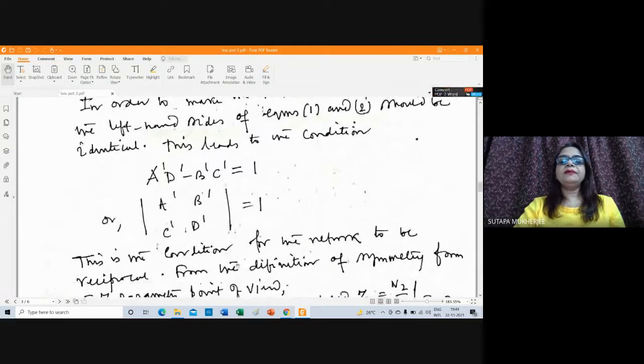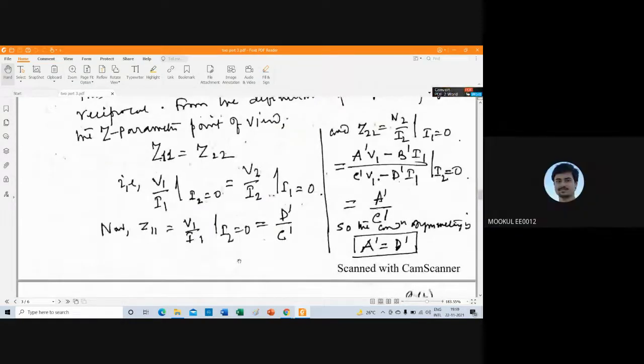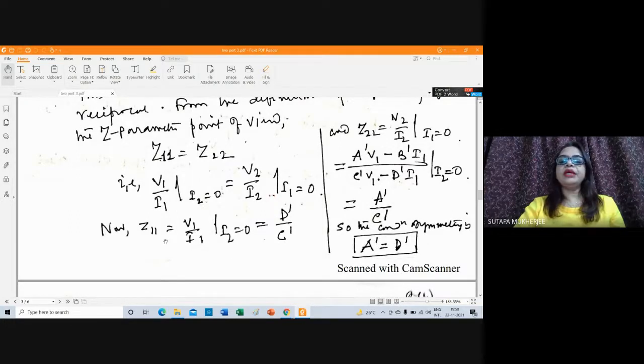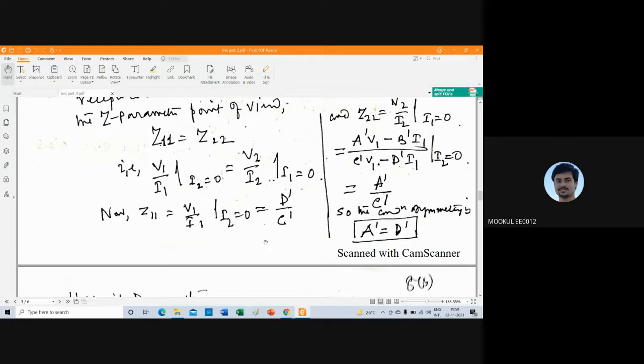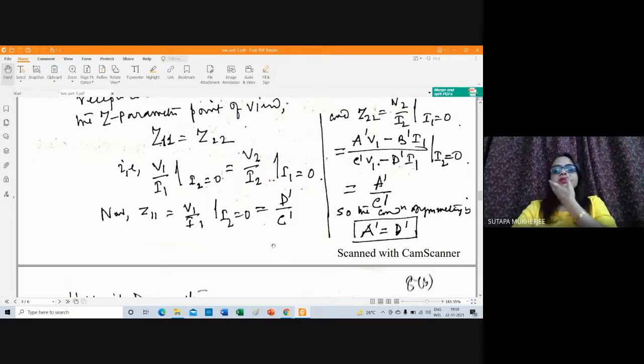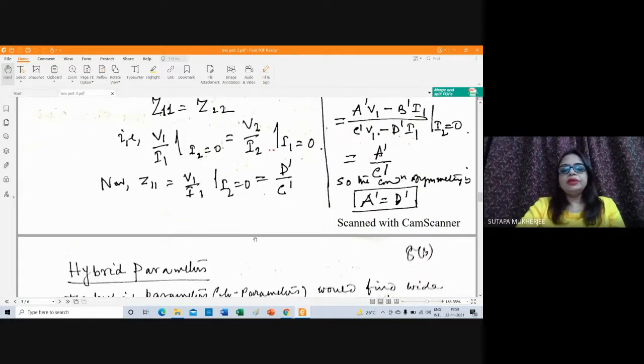Can you understand something? Yes, ma'am. Ma'am, you resolve both and then equate them. Exactly. Z22 will be Z11. Now do you know Z22? V2 by I2. And Z11 means V1 by I1. So equate these two terms. Yes, ma'am. Actually, you have to do it yourself. Until and unless you do it manually, it will not be clear. Okay, you will do it manually.